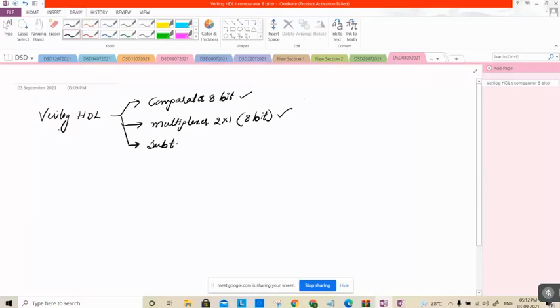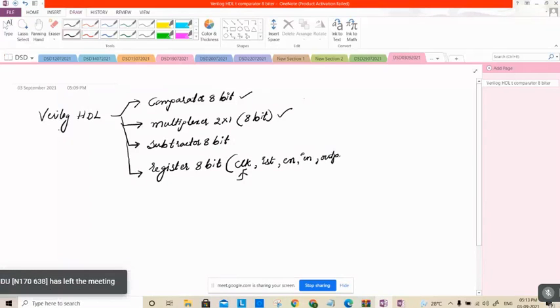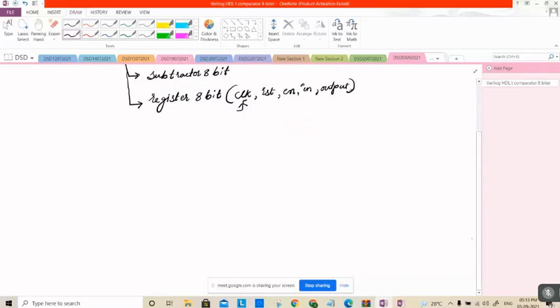I have asked you to write down the code for an 8-bit subtractor. And I have also asked you to look into the Verilog code for an 8-bit register. It should have a clock, be positive edge triggered, have a reset, have an enable, and have an input and an output. So these are the things I told you, and I have written the codes for the comparator and multiplexer.